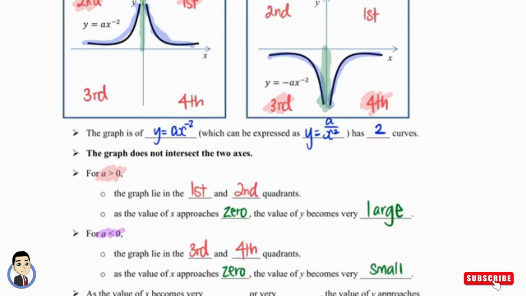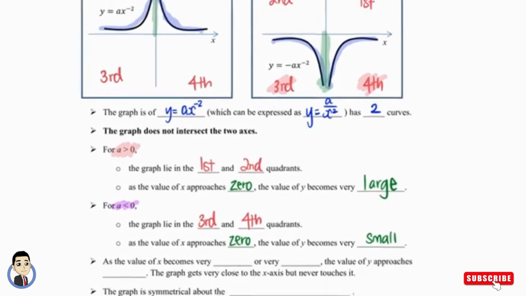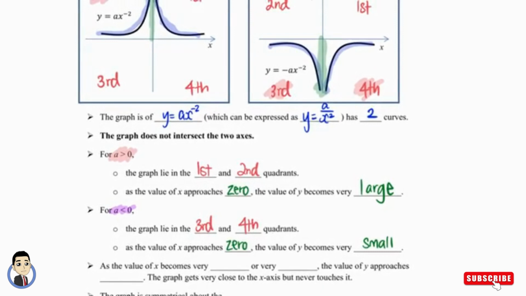Okay? And the next line that we are going to explore now is that as the value of x becomes very, very large or very, very small, what happens to the value of y? Yes, it approaches 0, but it does not touch the x-axis. So it will not be equal to 0, but it can get really close to 0.